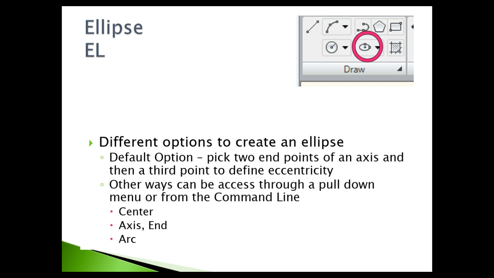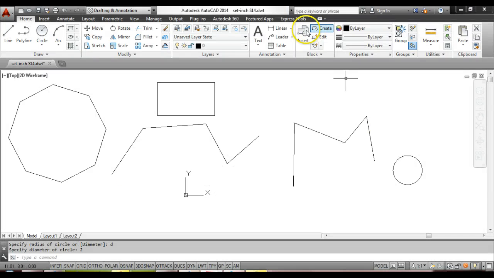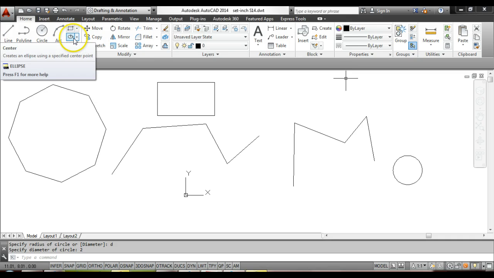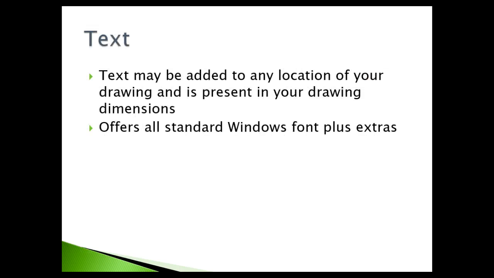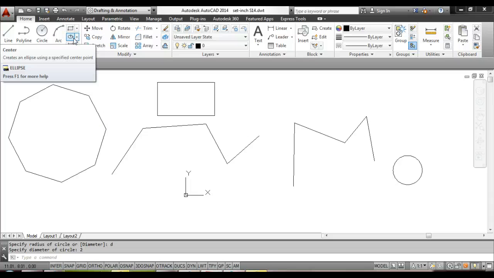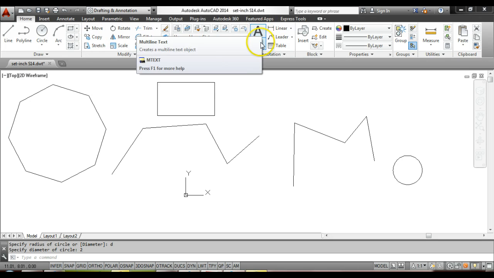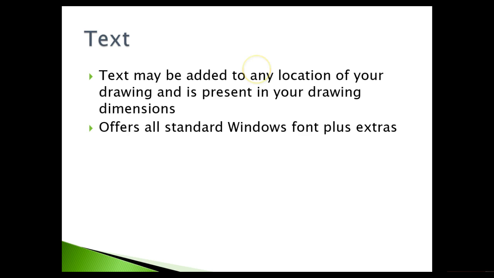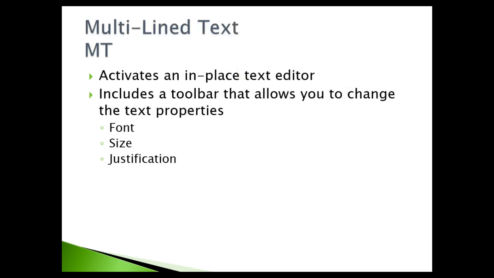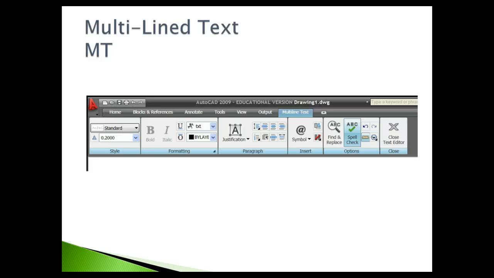Ellipses, there's lots of different ways to draw ellipses. So here's your ellipse command right there. Okay, you can also draw construction lines. We'll practice those a little bit more. And then you also have text commands. Those are over here under your annotation toolbar. You have multi-line text, and if you click just below that to the dropdown, you'll have single line text. And I'll let you play around with those to figure out which one you'd like to use best.